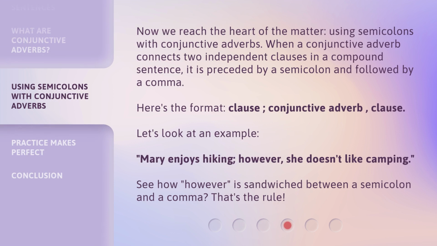Now we reach the heart of the matter. Using semicolons with conjunctive adverbs. When a conjunctive adverb connects two independent clauses in a compound sentence, it is preceded by a semicolon and followed by a comma. Here's the format. Clause; conjunctive adverb, clause. Let's look at an example. Mary enjoys hiking; however, she doesn't like camping. See how "however" is sandwiched between a semicolon and a comma. That's the rule.